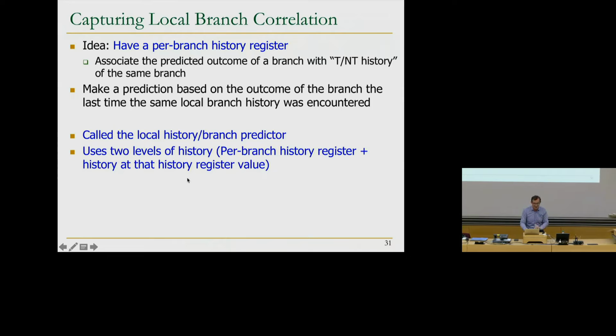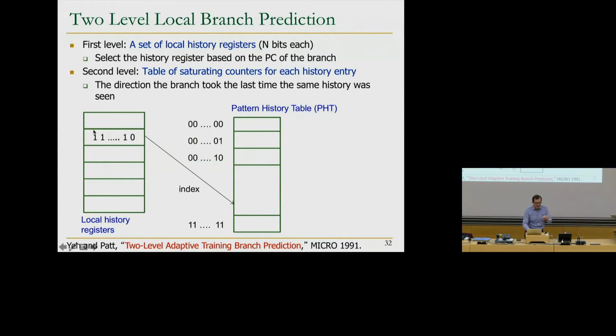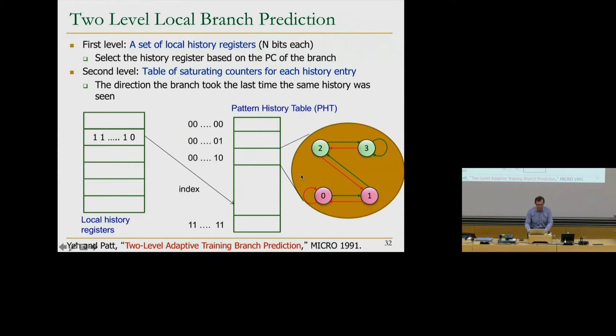Again, it uses 2 levels of history. The first level is per branch history register. And the second level is the history at that history register value. If you see this branch again, if you have the same history, what did you do last time? If you exited the loop, that's great, exit the loop again. And it looks like this, basically. Very similar, except instead of having a single global history register for all branches, this is local history registers that you have on a per branch basis. Each of them is for one single branch. And the second level is a table of saturating counters for each history entry, and you should have it for every single branch also separately, but I'm not going to go into that in detail over here.